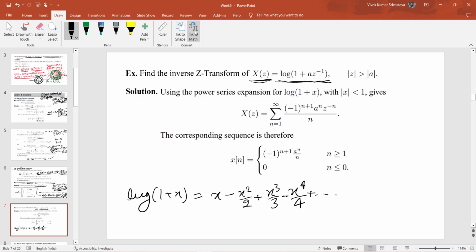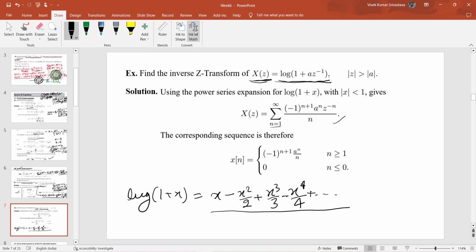Okay, so yeah, we can sum up this coefficient and write this expansion as summation n equals 1 to infinity, minus 1 raised to the power n plus 1, a raised to the power n, z raised to the power minus n, divided by n. Okay, so you can put the value of n here in this function, so you will get this series.